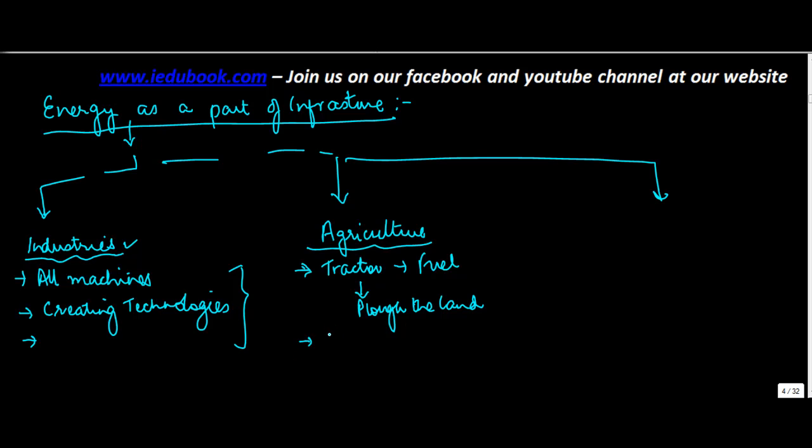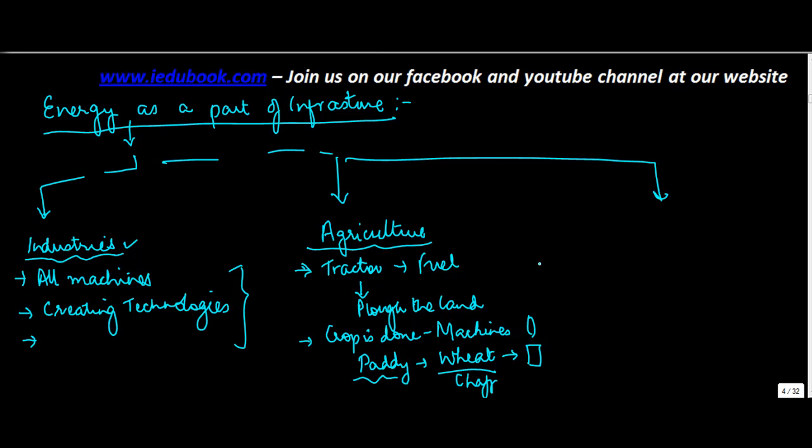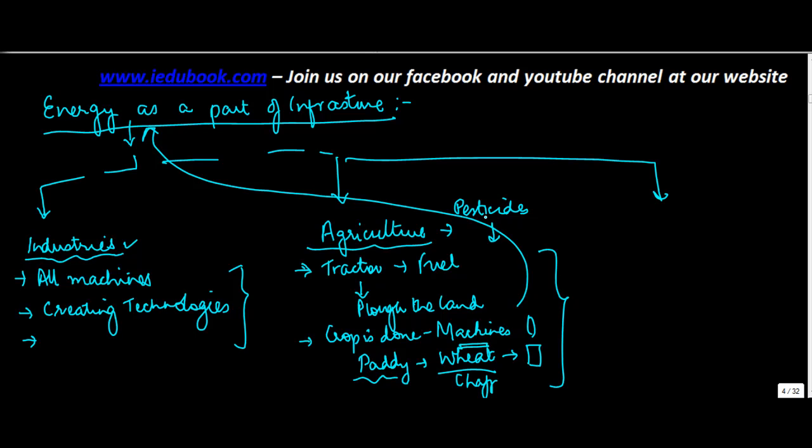Okay? Once your crop is done, people use machines to segregate things. Let's say in case you get paddy or wheat, the crop is segregated and you get the wheat grains. The small particles that you see are separated from the chaff through the use of machines. And these machines obviously run on energy. I mean, if you have to use pesticides, let's say, how do you use them?